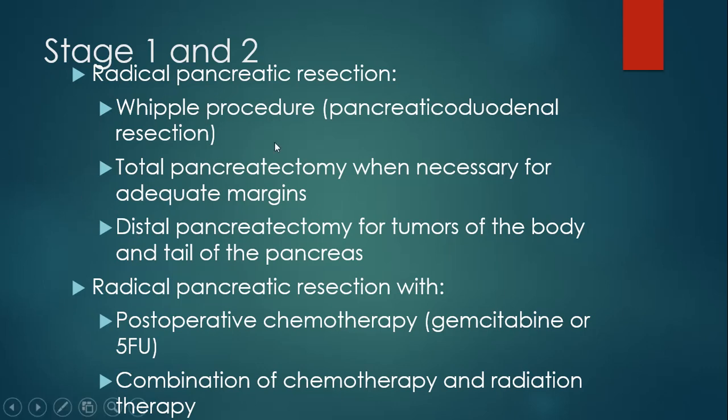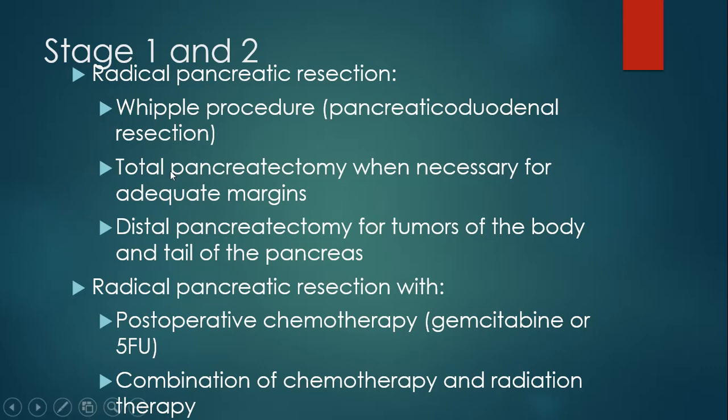So Whipple's procedure, which is the classical procedure for stage 1 and 2 disease, means you have to remove a segment of pancreas, the entire duodenum, and the distal part of the bile duct, in order to remove the entire disease.